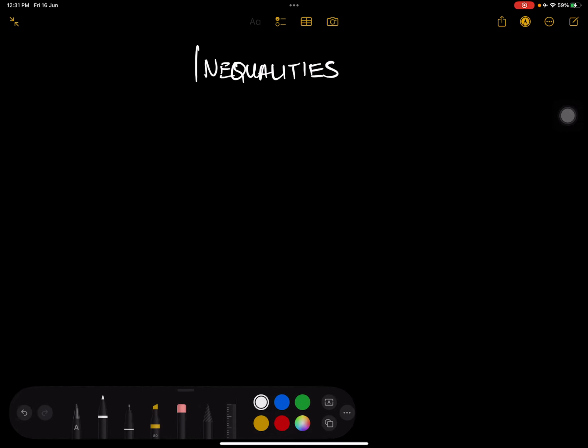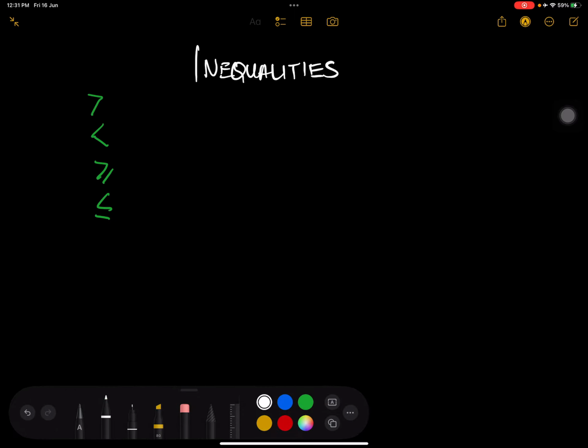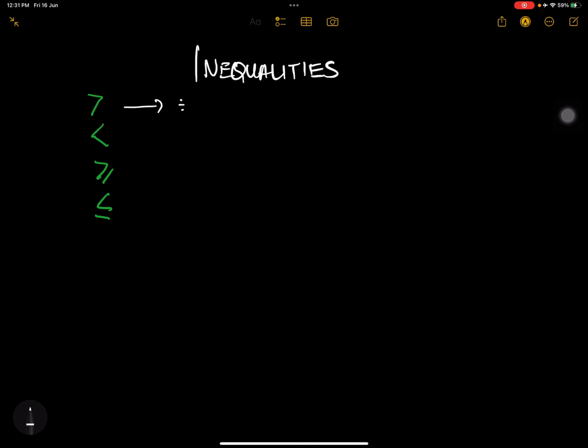Last time we looked at inequalities. We said that they're the same as equations, where you're going to see signs like these. When you divide by a negative number, look at the sign in the inequality. Let's imagine that the sign is the first one, the greater than sign.